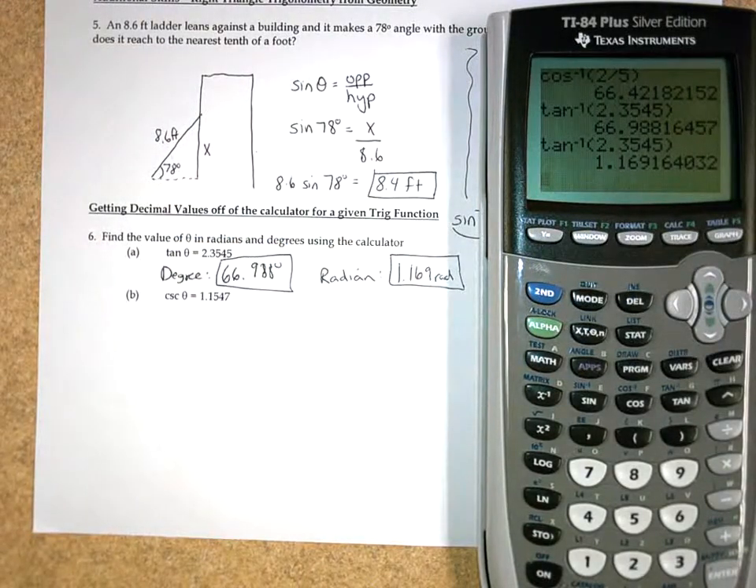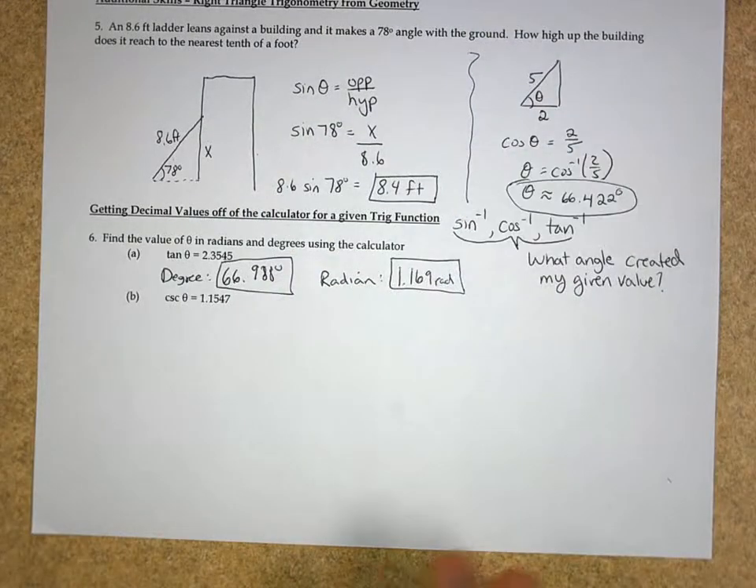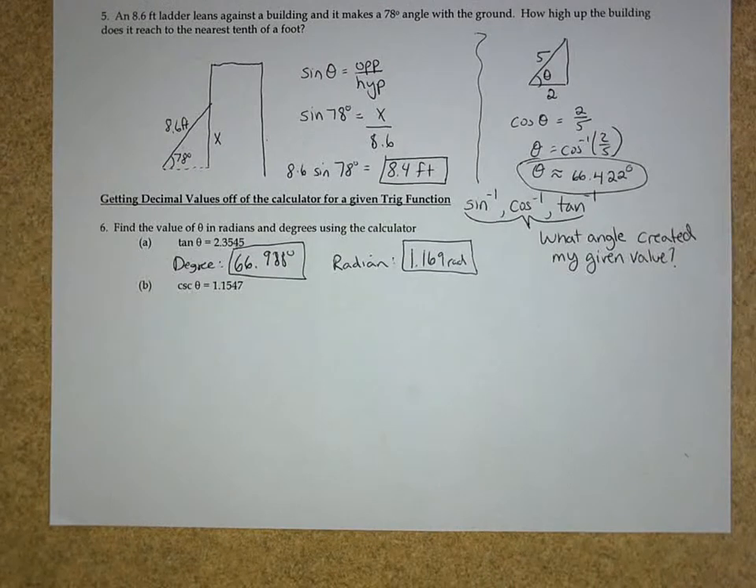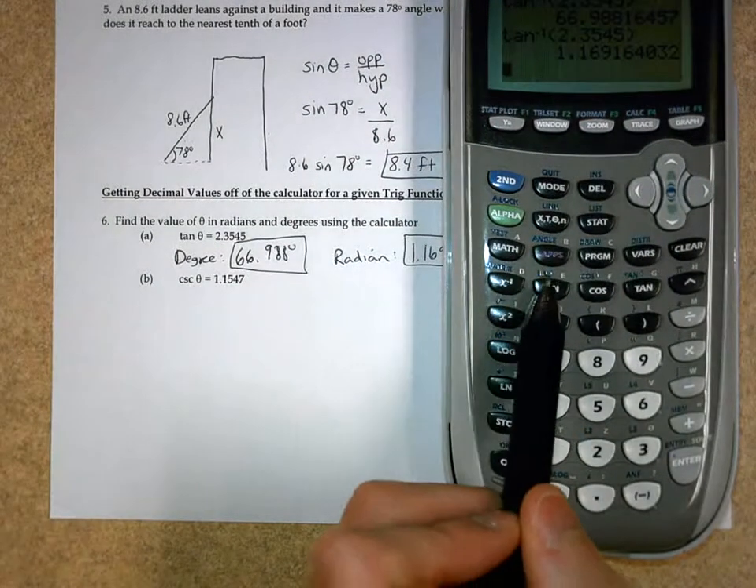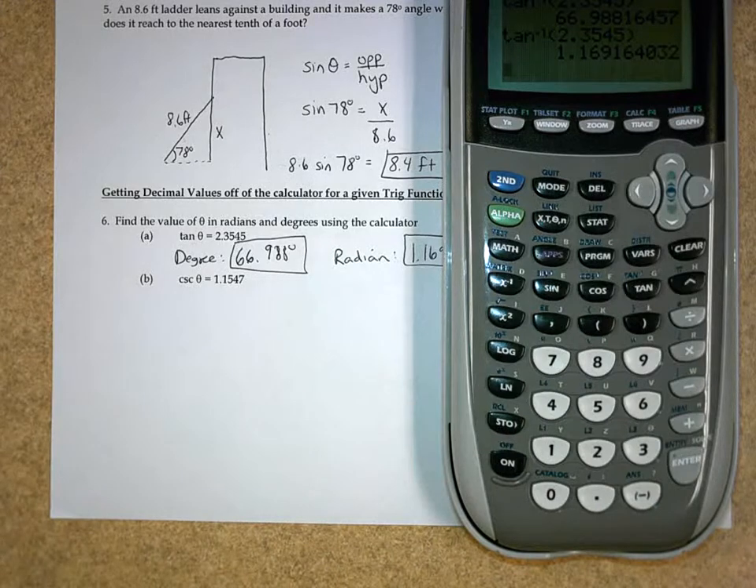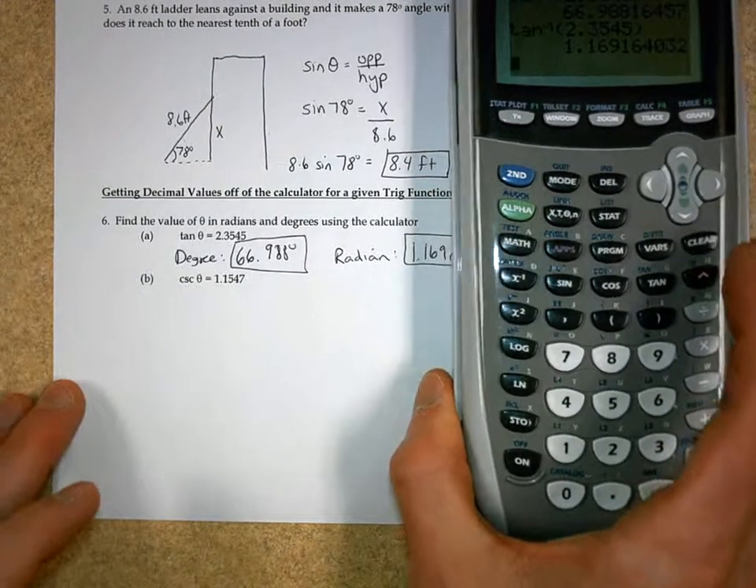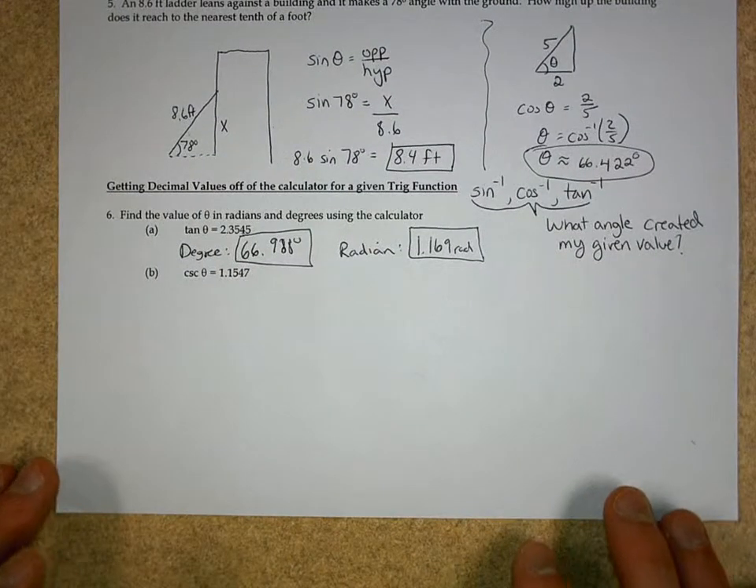radians. If I didn't have a calculator but I had the degree measurement, I could always use the relationship that there are 180 degrees in pi radians and solve that way. The second example here is the cosecant of 1.1547. Now if you look at your calculator here, we only have three inverses: sine inverse, cosine inverse, and tangent inverse.